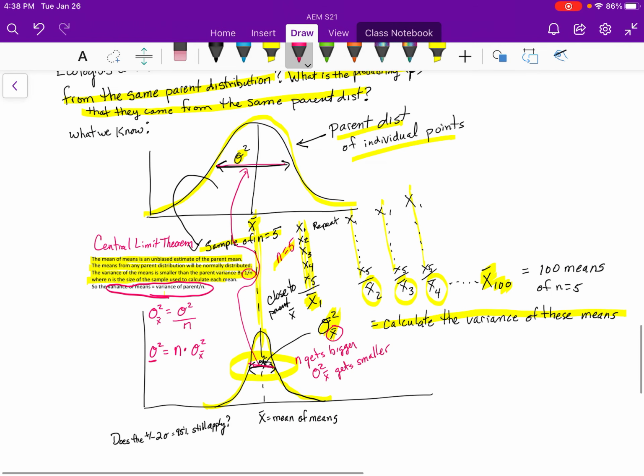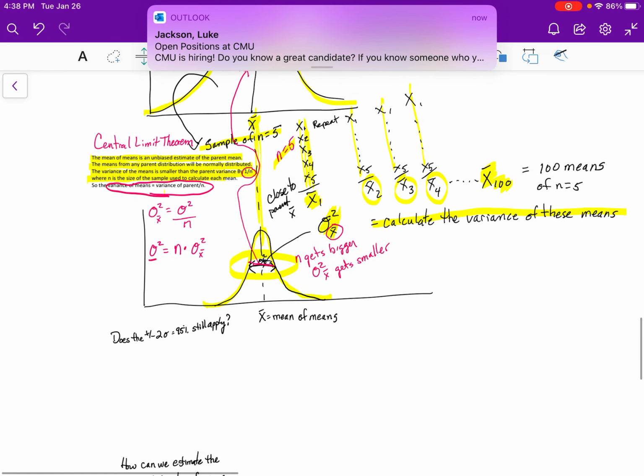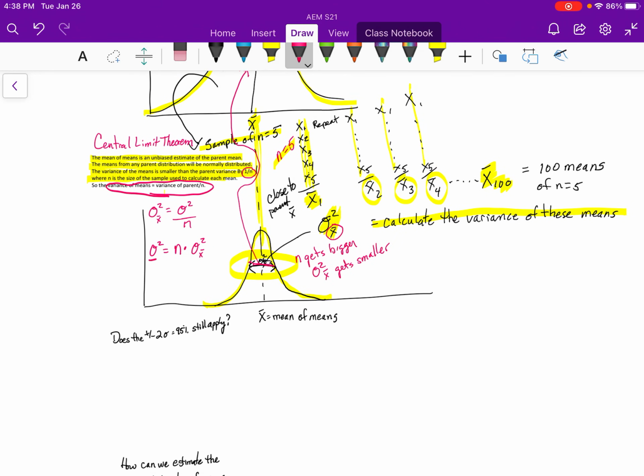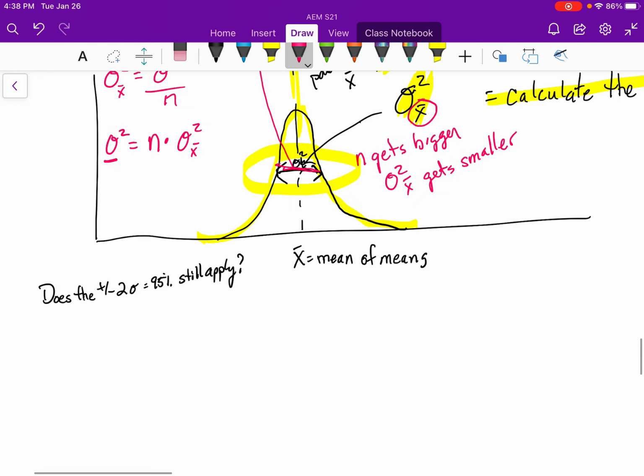And why is this useful? Let's go back to that original question. Did sample A and B come from the same parent distribution? What is the probability the two came from the same parent distribution? Let's go down and look at the next thing I've got written. It says, does the plus or minus 2 standard errors equals 95% still apply? And the answer to that question is yes.